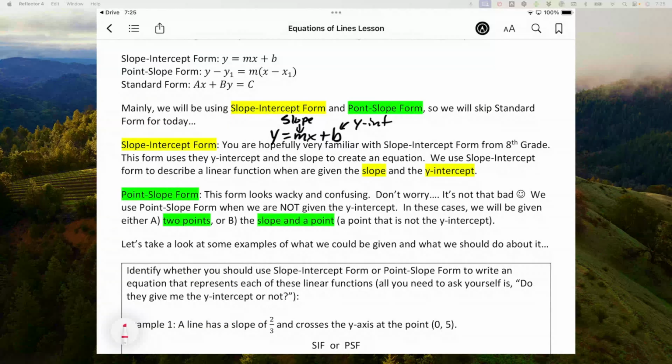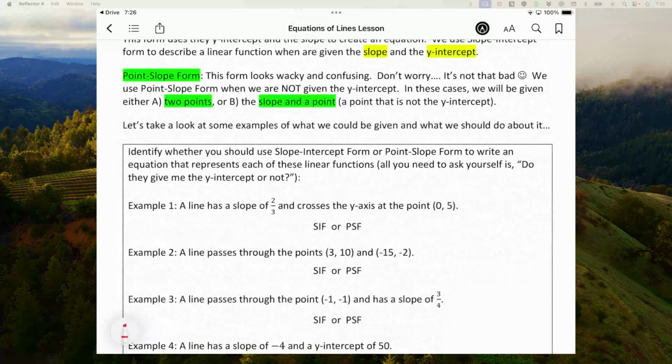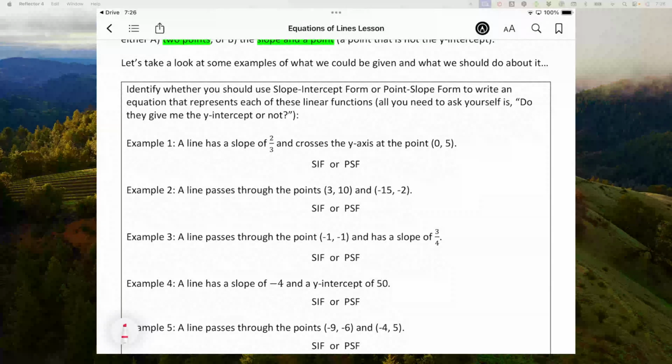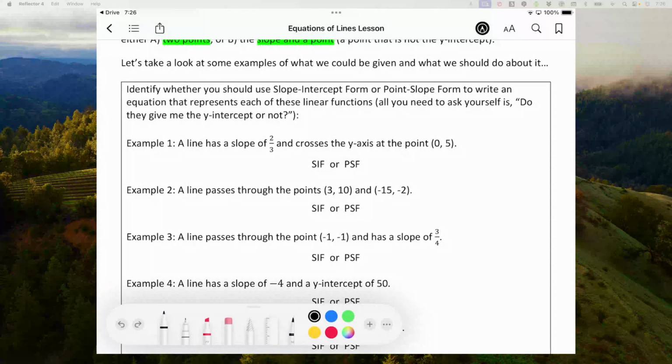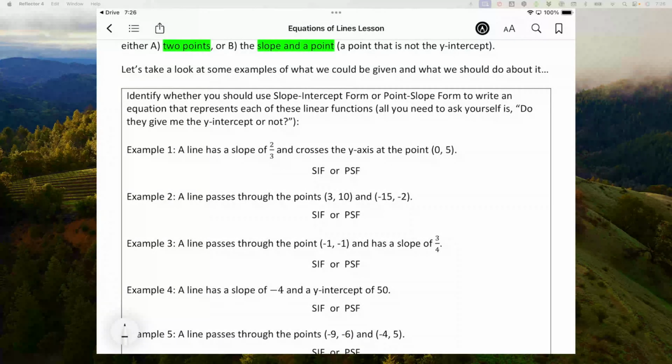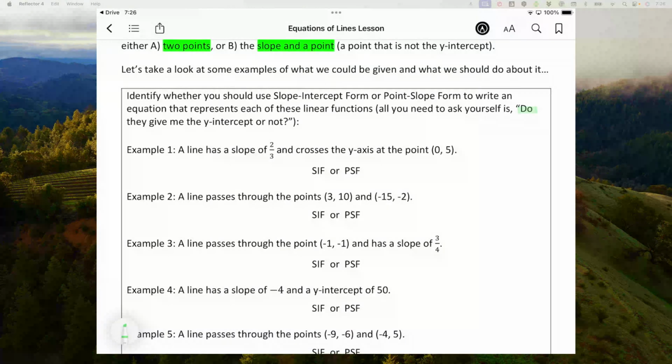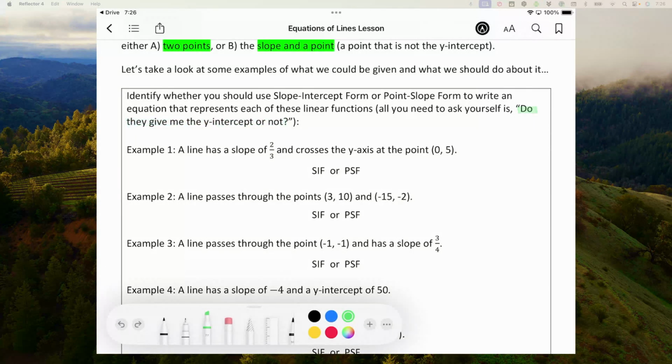So in the case that we use point-slope form, we are going to either be given 2 points or the slope and a point. So let's take a look at some examples of what we could be given and see what we should do about it. So there's a simple rule that we are going to sort of follow as we do this. And the rule is, if I have a y-intercept, I'm going to use slope-intercept form. So we need to ask ourselves constantly, do they give me the y-intercept or not? If the answer is yes, I have the y-intercept, I am going to use slope-intercept form.